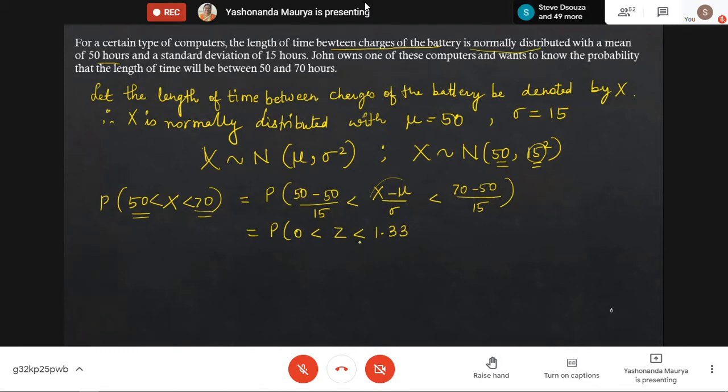1.33, but then my table will give me values up to only this figure. So this is what it is. Now, how do we find this? This can be directly obtained from the table. So we need to look up 1.3 and then 3. Just check your table and see what the value is for 1.3 and 3. That turns out to be 0.4082.